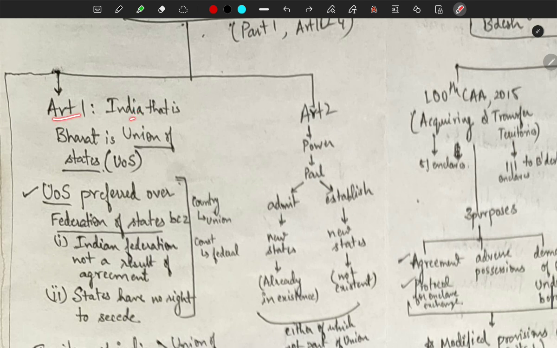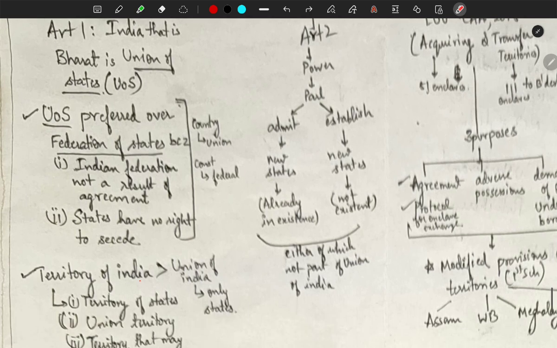Article 1 says that India, that is Bharat, is a Union of States. So what is mentioned here? The name of the nation, and the type of polity. Why have we preferred Union of States? Dr. Ambedkar said that Union of States is preferred over a federation of states because the Indian federation is not the result of an agreement between the states, and the states have no right to secede.